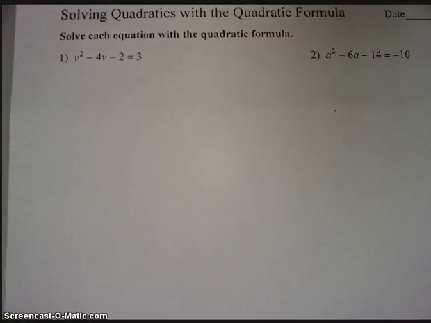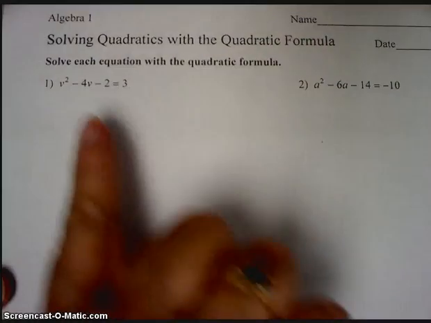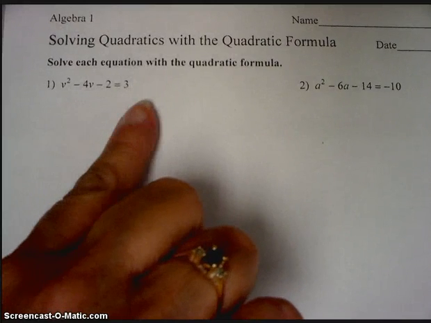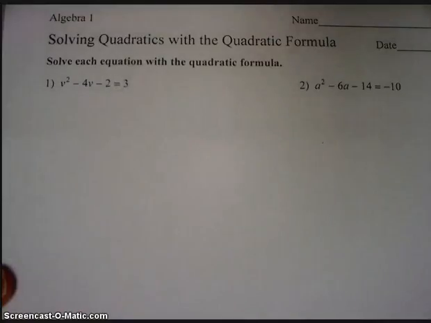Okay, in this video we're going to work on solving by quadratic formula. The first example here is v squared minus 4v minus 2 equals 3. First of all, let's go ahead and write the quadratic formula down.